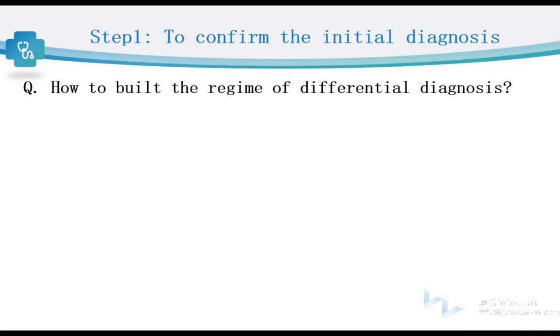How to build the regime of differential diagnosis? I think it's really a difficult question. Once I worked in the department, I found that many young doctors would like to do meaningless differential diagnosis for their patients. For example, they would like to exclude lung cancer for every patient, even though the patients are with no mass in their lungs. So, how to build the meaningful regime of differential diagnosis? Now, I will tell you 2 methods for it.